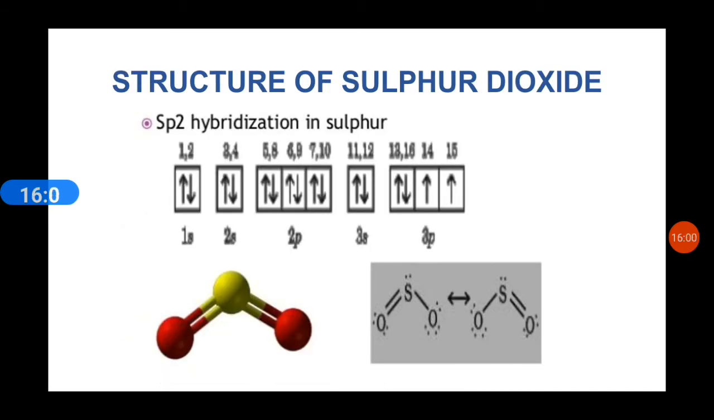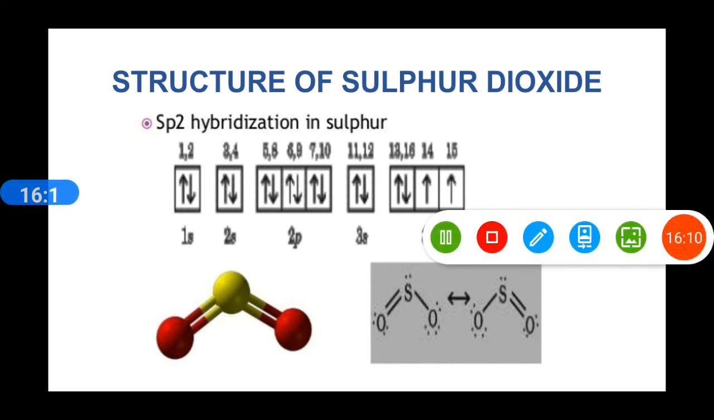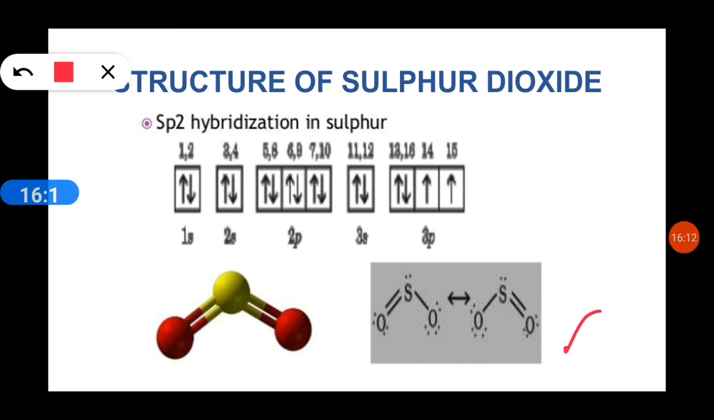Structure of sulfur dioxide is similar to that of ozone. It has a bent structure. The resonating structures are shown, which are also similar to that of ozone. Only the position of double bond differs in the structure.